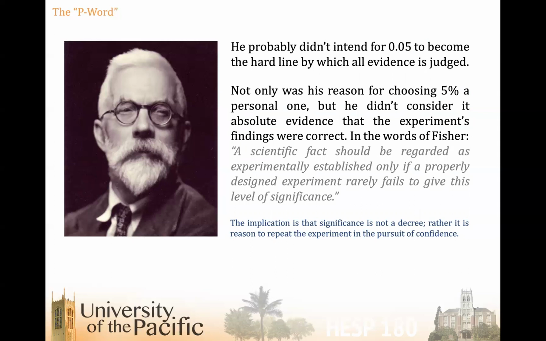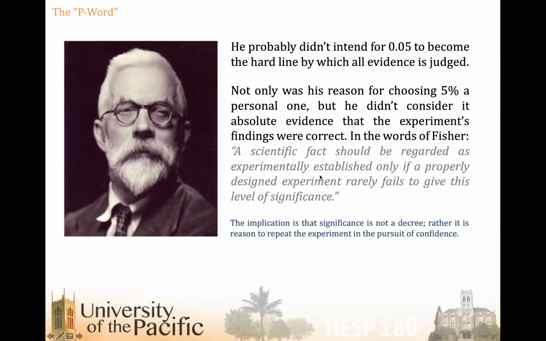It is just Moses parting the water. It's like, here's the line, and it is absolute. That's what we consider Fisher's 5%. But he says, again in Fisher's words, a scientific fact should be regarded as experimentally established only if a properly designed experiment rarely fails to give this level of significance. Again, he's sort of vague here.